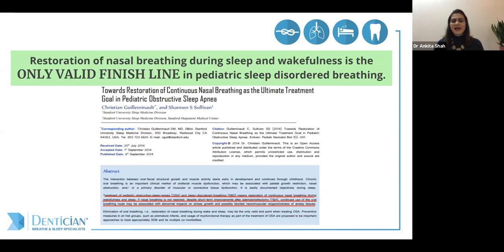And why was this happening? Because we only treated one part of SDB. What are the other risk factors? We never considered the other risk factors here.